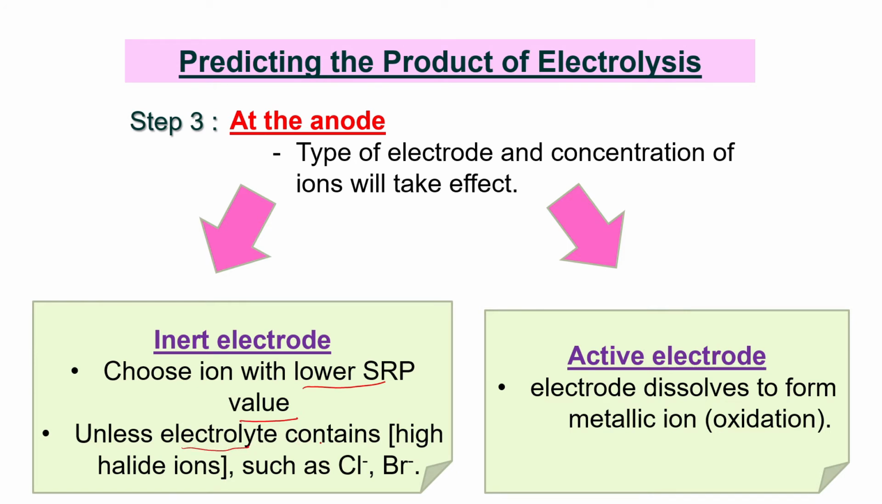Okay, meaning yang ini ialah concentration factor. So, kalau concentrated, dia lebih banyak dalam electrolyte tu, so dia yang akan dipilih walaupun dalam SRP value, dia yang paling tinggi. So, ini ialah effect of concentration. Effect of concentration ni akan effect product produced at the anode. Okay, so untuk inert electrode. Tapi kalau dia ialah active electrode, so electrode tu yang akan being chosen untuk react.